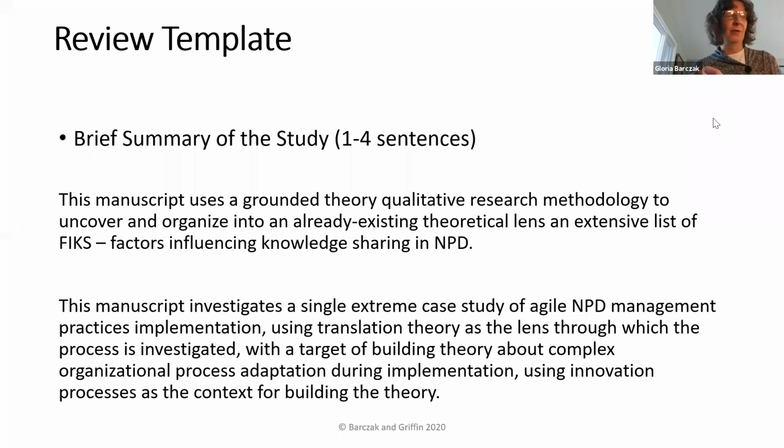I'm not going to read both. I'll just read the first one: this manuscript uses a grounded theory qualitative research methodology to uncover and organize into an already existing theoretical lens an extensive list of factors influencing knowledge sharing in new product development. So first thing, provide a brief summary of the study.